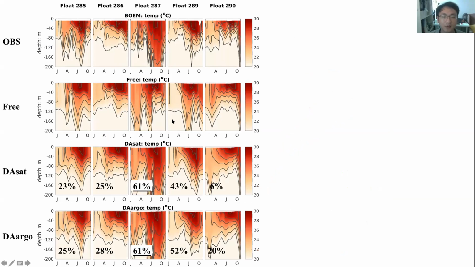We also show the subsurface distribution of the temperature following each BGC ARGO float to illustrate how the data assimilation corrected or improved the subsurface temperature distribution. In general, the 2 assimilative runs have better agreement with the observations than the free run. The numbers here show the overall relative improvement by the data assimilation following each float. We can see that the largest improvement by the data assimilation is obtained within float 287, where the relative improvement is as high as 60%.